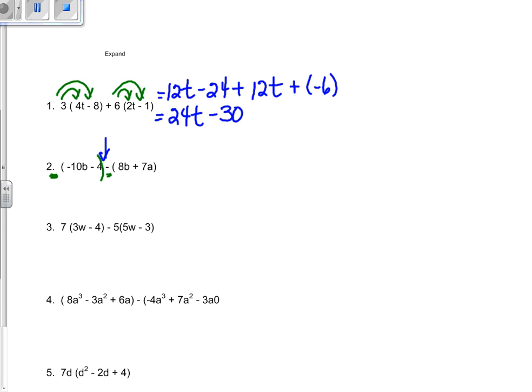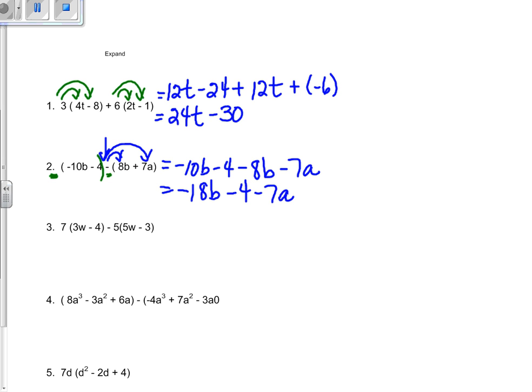Subtract means subtract each part of the bracket that's following. I would write it out. Negative 10b, take away 4, and then I'm going to subtract 8b, and also subtract 7a. Now I can collect like terms and simplify. For b's, I have negative 10 of them, take away 8 of them, negative 18b. Take away 4, subtract 7a. I can't put anything else together, they're different. B's, numbers, and a's.